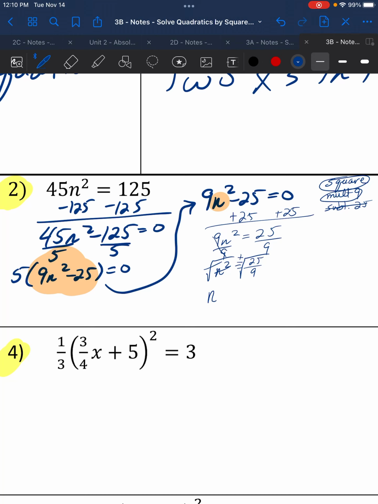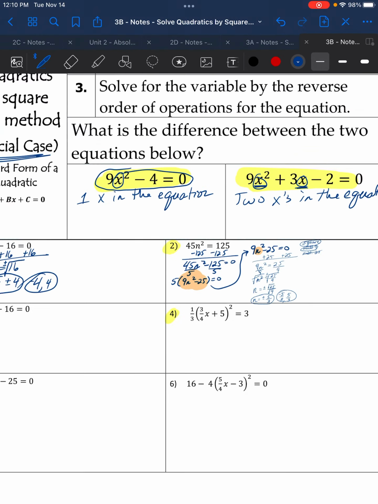Now when you're square rooting, again, don't forget about the plus minus. You're actually square rooting the numerator and square rooting the denominator. So it happens that both the square root of 25 and the square root of 9 are integers. So it just becomes 5/3. So you have a positive 5/3 and a negative 5/3. You could write it like that, or you could separate it out if you want.